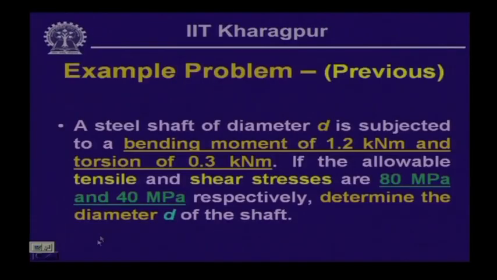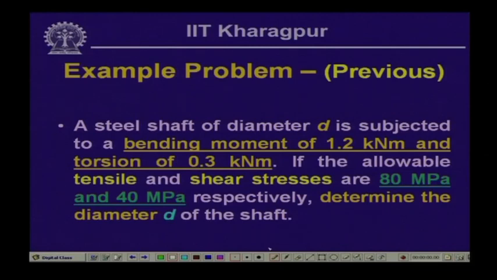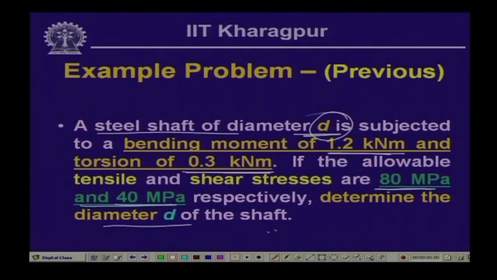Well, before we go into the stability aspects, let me discuss the problem which I had assigned to you last time, and this is related to the combined effect of the bending and the twisting moment in a member. A steel shaft of diameter d, which is unknown, is subjected to a bending moment of 1.2 kilonewton meter and a torsion of 0.3 kilonewton meter. Now, if the allowable tensile and shear stresses are 80 megapascal and 40 megapascal respectively, we will have to determine the diameter d of the shaft.